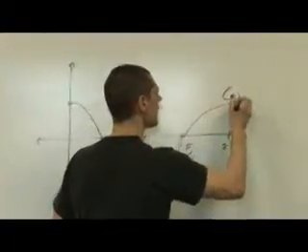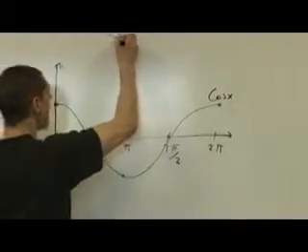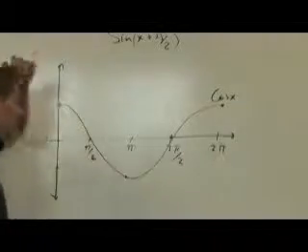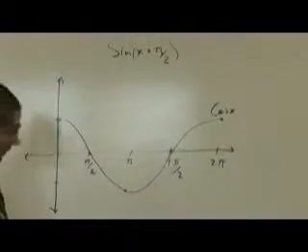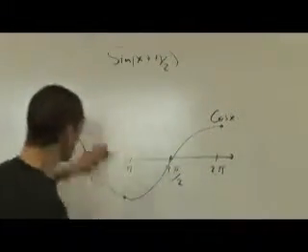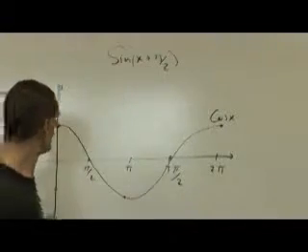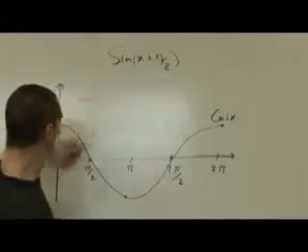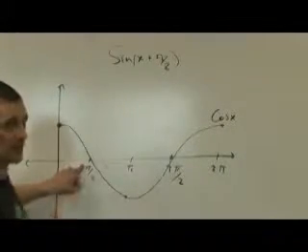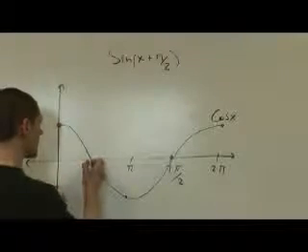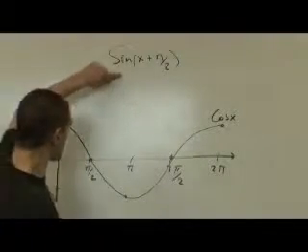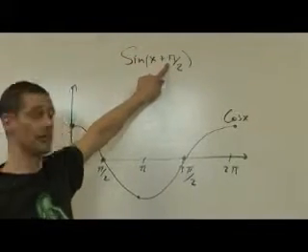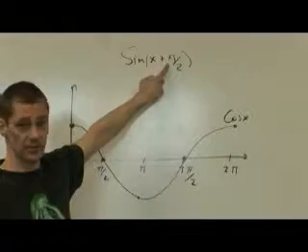Okay, so this is cosine x. What does sine of x plus pi over 2 look like? Well, I'll use a different color for that. When x is 0, sine of pi over 2 is going to be 1. So this is our first point. When x is pi over 2, sine of pi over 2 plus pi over 2 is sine of pi, that's 0. When x is pi, this will be pi plus pi over 2, which is 3 pi over 2. We know that sine 3 pi over 2 is negative 1.